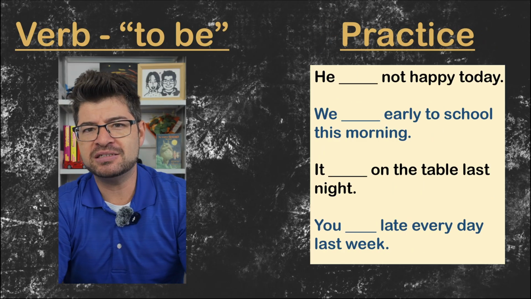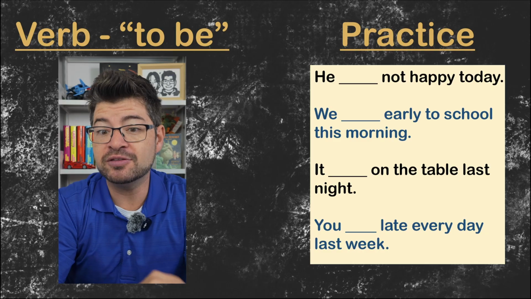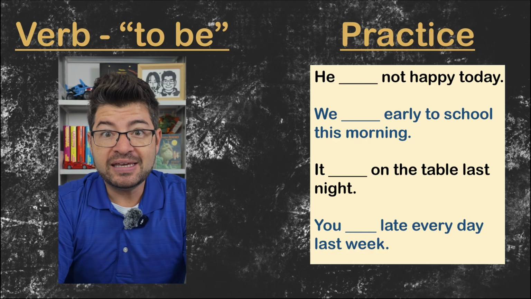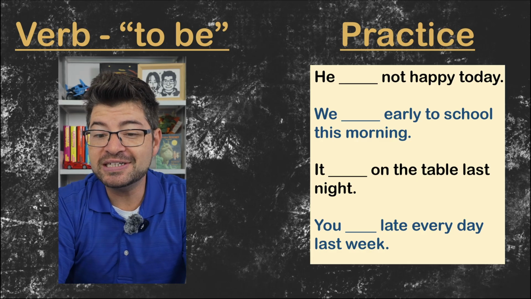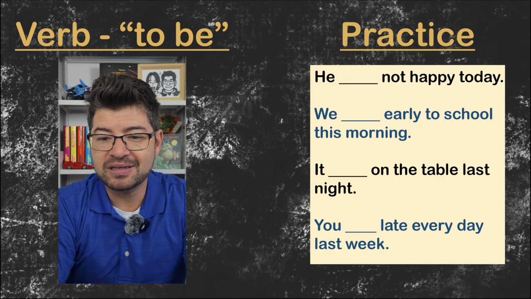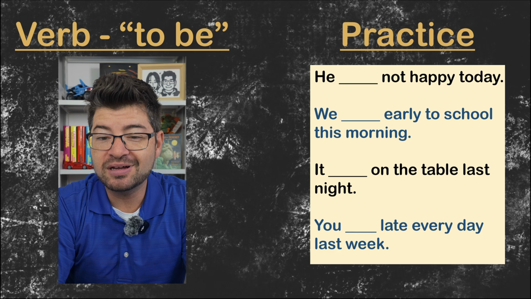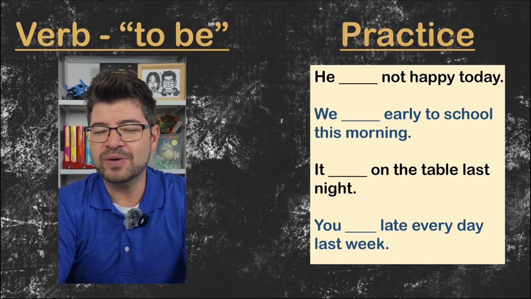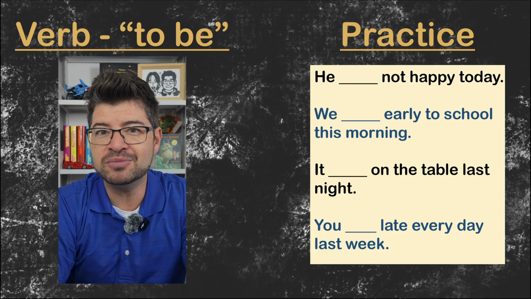So, past tense practice, let's check this out. I'm going to read these to you, and you have to fill in the correct form of the verb to be, okay? So, first one. He not happy today. We early to school this morning. It on the table last night. You late every day last week. All right, so you fill in the blanks. You can write them down, write down the whole sentence, whatever works for you. You can pause the video because we are moving on.